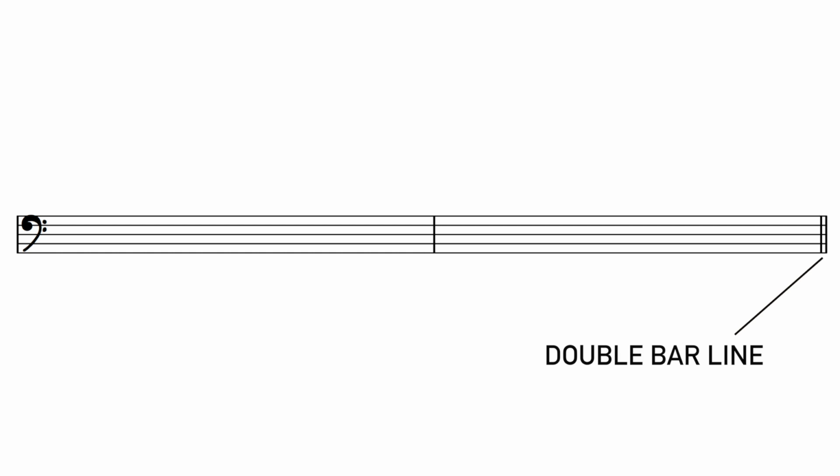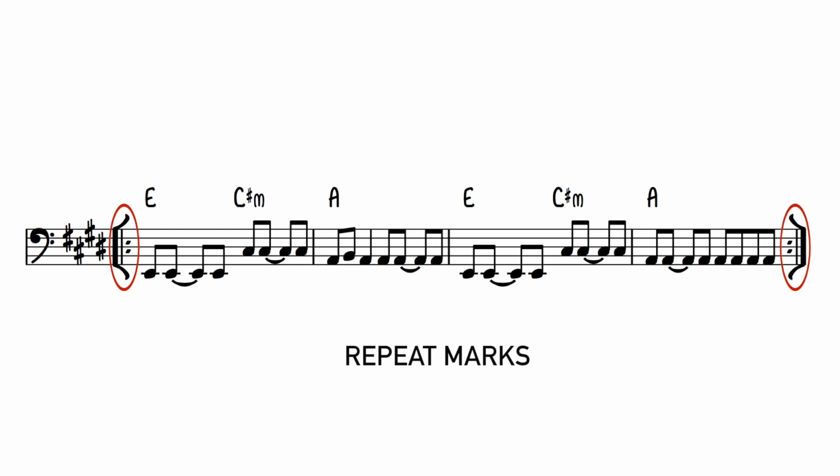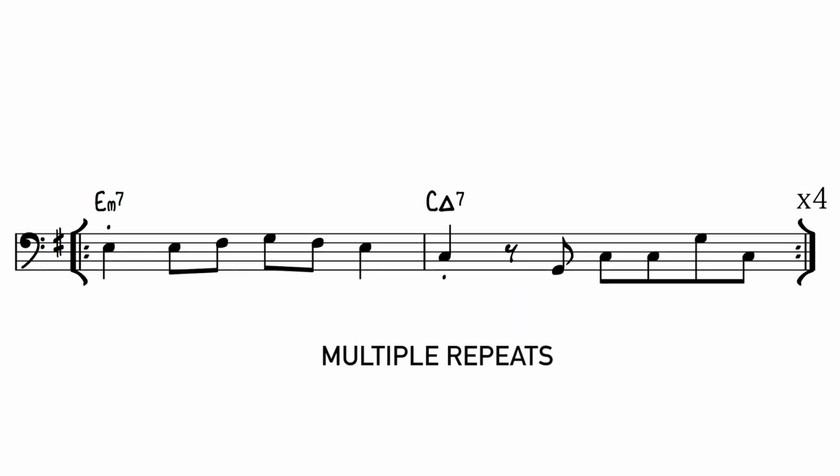In addition to regular single bar lines, there are other types of bar lines which have different functions. So a double bar line marks out the end of a section, indicates where things might be changing. So for example, in a lot of the charts that I write, I might use a double bar line to indicate that we're moving from a verse to a chorus or to a different section. Repeat marks indicate that a section is to be played again. If you want to play that section more than once again, you'd use a multiple repeat mark.